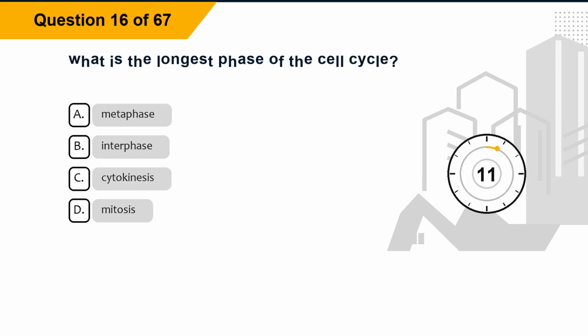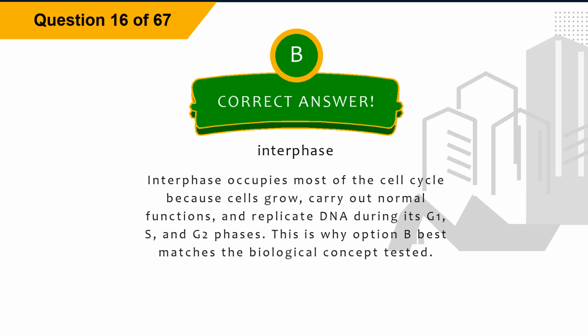Question 16. What is the longest phase of the cell cycle? Option A, metaphase. Option B, interphase. Option C, cytokinesis. Option D, mitosis. The correct answer is option B, interphase. Explanation. Interphase occupies most of the cell cycle because cells grow, carry out normal functions, and replicate DNA during its G1, S, and G2 phases. This is why option B best matches the biological concept tested.